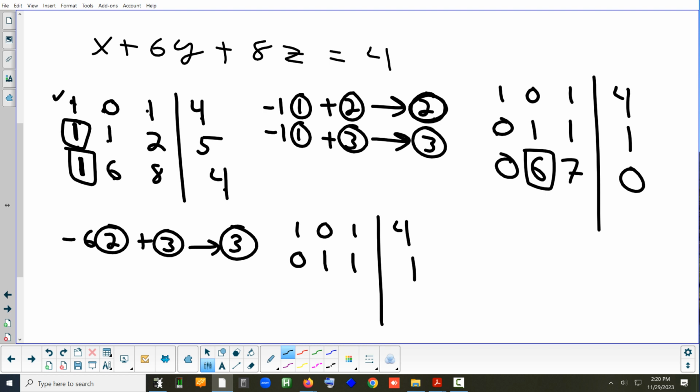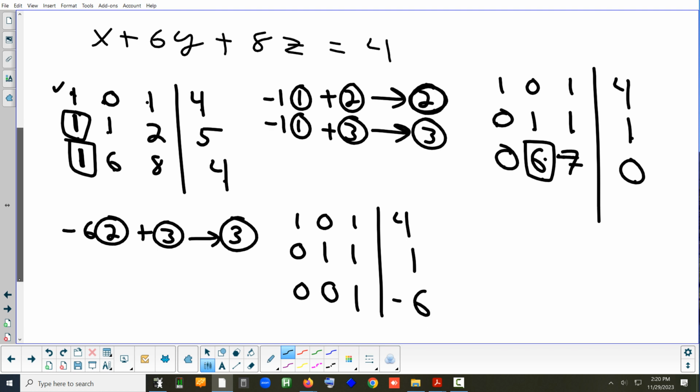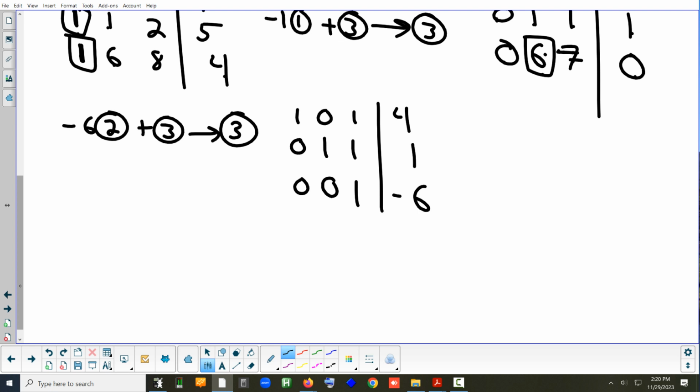What's 0 times -6? 0. Plus 0. 0. You're never going to mess up that first column if you follow this. That will always stay zeros. Okay, what's 1 times -6? -6. Plus 6. 0. And then 1 times -6? -6. Plus 7. 1. And 1 times -6? -6. Plus 0. -6.